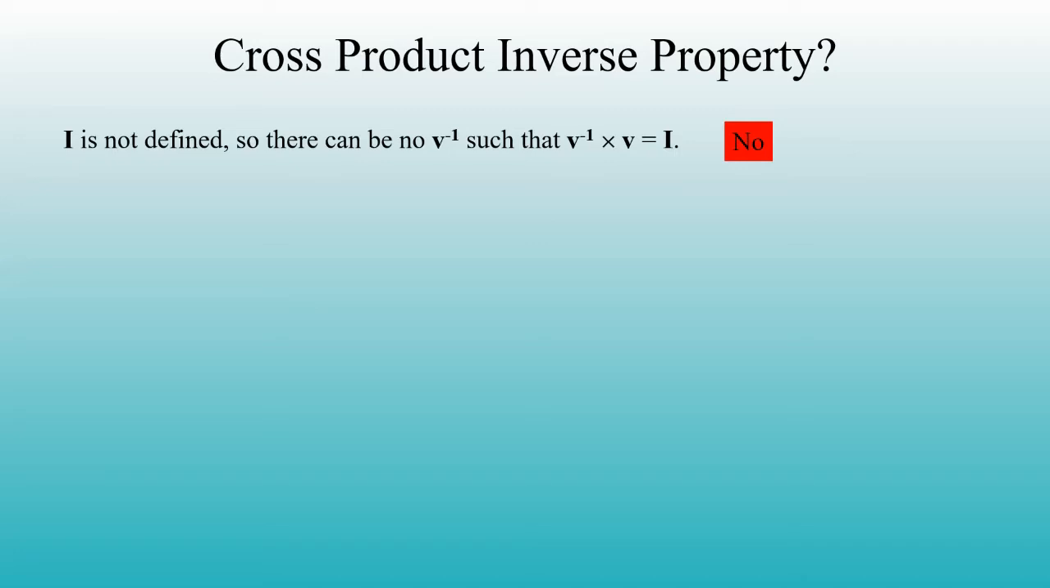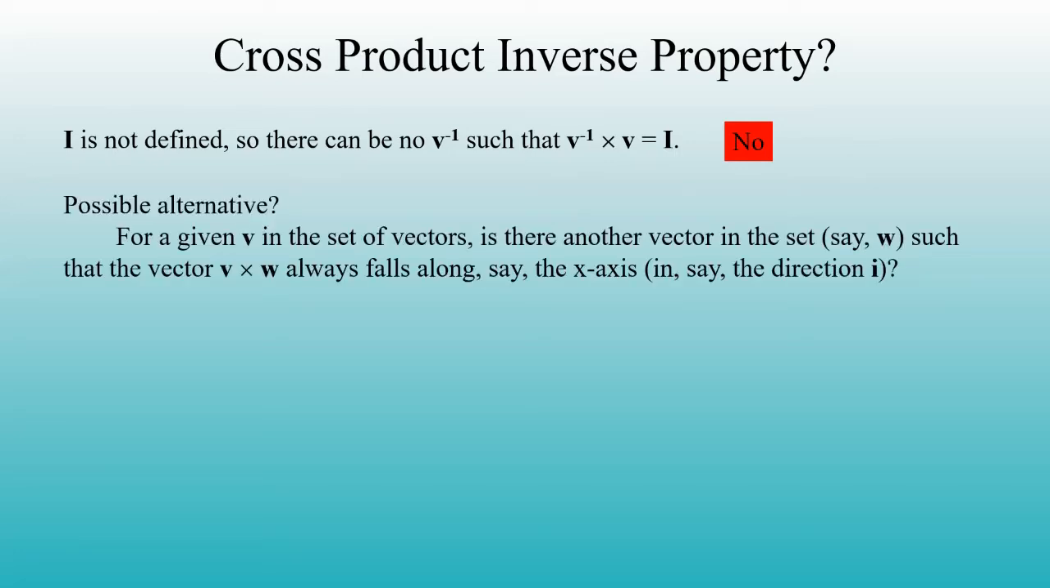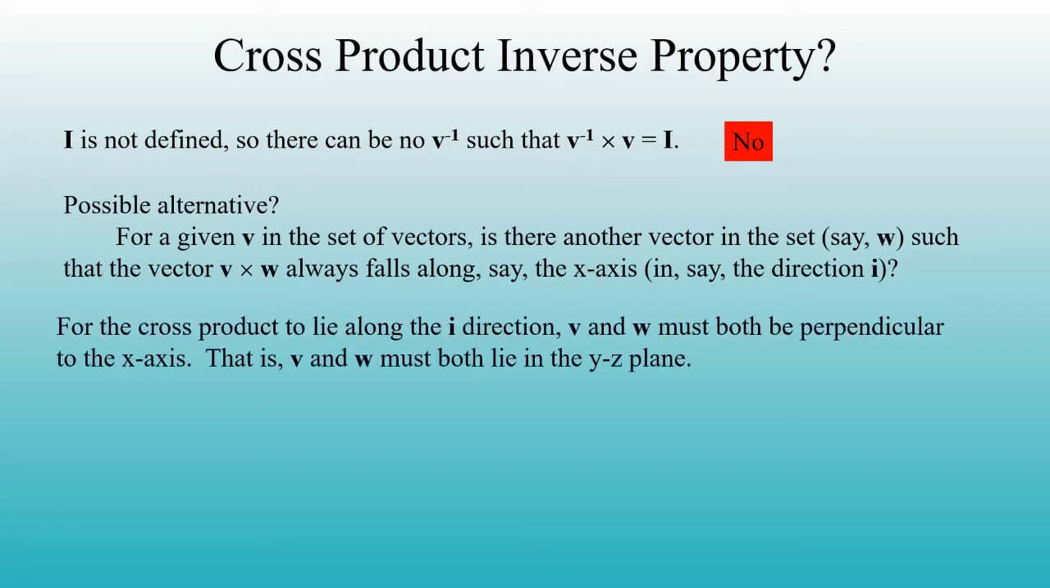Still, suppose we relax our definition of I. Is there another vector in the set of vectors, let's call it w, such that the vector v cross w always falls along, say, the x-axis? That is, is there a w such that v cross w always equals I? Okay, this could be thought of as a sort of inverse. No, the answer is we suffer from the same problem.